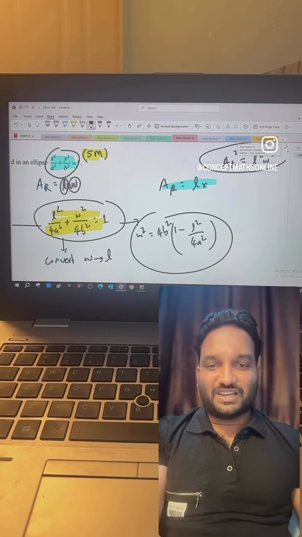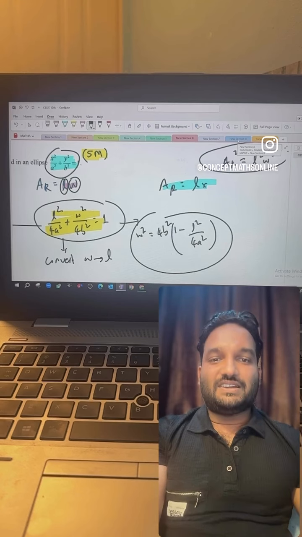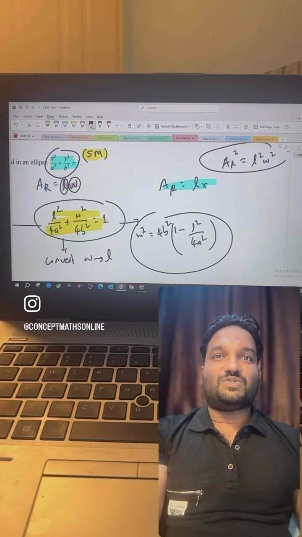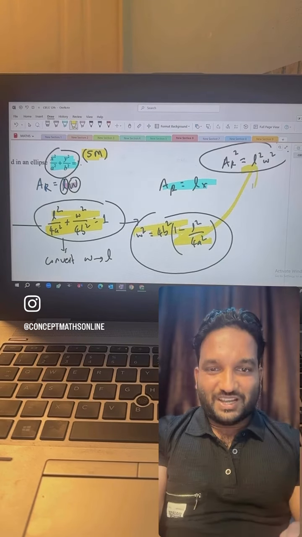Finally, you can substitute dA by dL equal to 0. So which is the easiest substitution here? Put the W square value in the A square formula and differentiate.